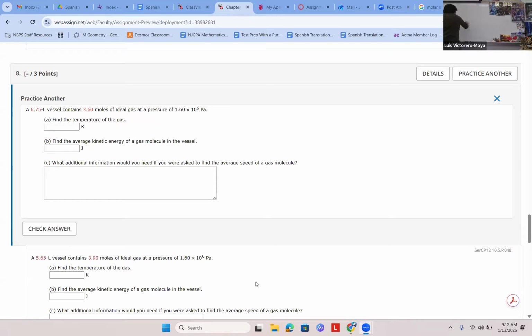So let's write the information. You have a volume of 6.75 liters, a number of moles of 3.60 moles, and a pressure of 1.60 times 10 to the 6 Pascal.